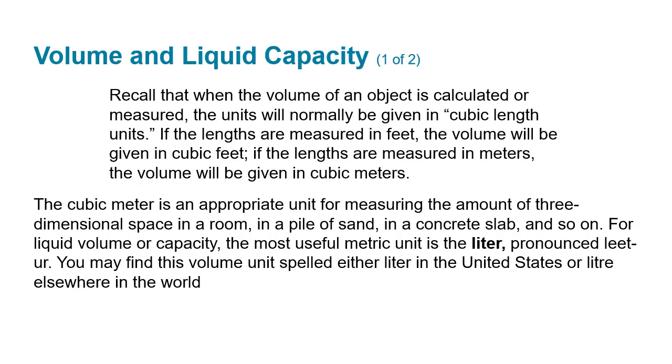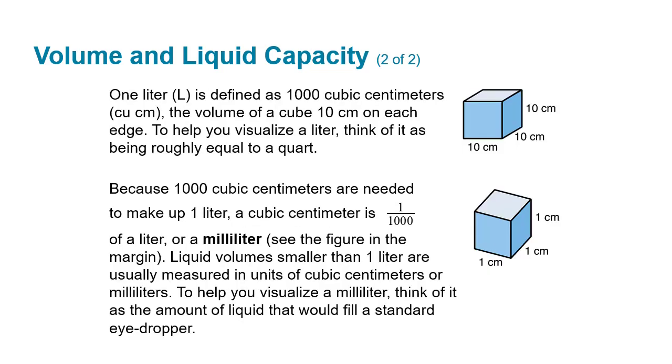Volume and liquid. Well, as I stated, volume and liquid capacity is done in liters. So whether it's a dry volume or a liquid volume, they still talk about liters. But they can also talk about cubic centimeters, normally used for dry volumes. But in any case, 1 liter is defined as 1,000 cubic centimeters. So basically, it's a cube that's 10 by 10 by 10.